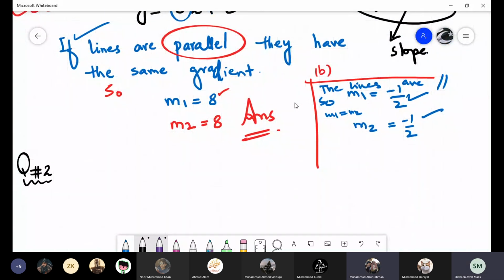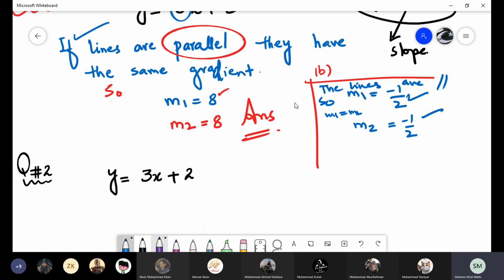Okay. Question number 2 is, find the gradient of a line perpendicular to this line. In question number 1, the question is find the gradient of a line that is parallel, but here the question is different, that you have to find out the gradient of a line that is perpendicular. Y is equal to 3x plus 2. Yes, boys. What is the gradient of perpendicular lines?